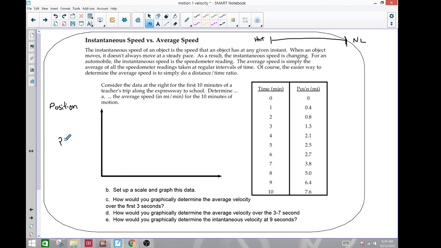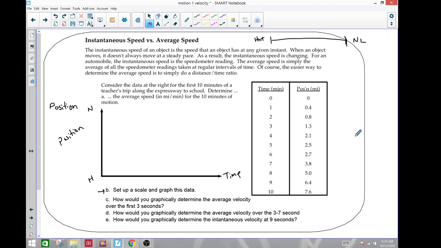So this is our position. I could really say this is Hortonville right here, and this is New London here, but this is my time. Okay, so we'll leave Hortonville and New London on there, and it just starts looking at some values here. So this is kind of a graphing exercise. Now you should take a moment and set up a scale and graph this data.